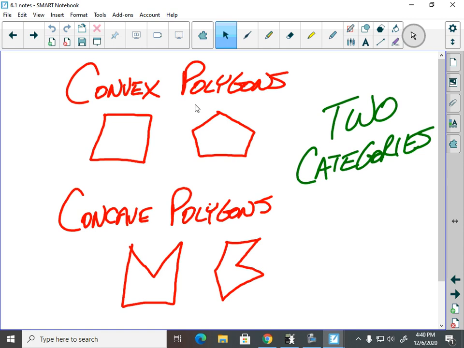There are two different categories for polygons: convex polygons and concave polygons. Concave polygons cave in, like one of their corners caves in, one or more other corners. So see how this kind of caves in? That's a concave polygon. In a convex polygon, all the corners go out, out, out. You're going to probably have to pause the video, but I'm moving on right now.